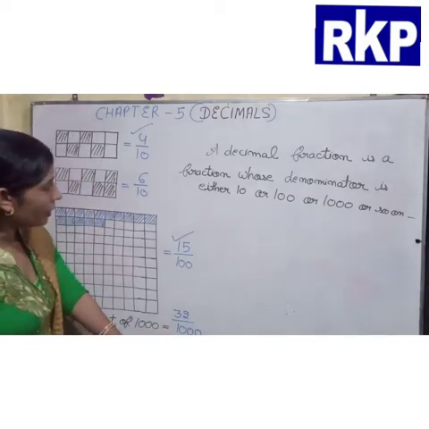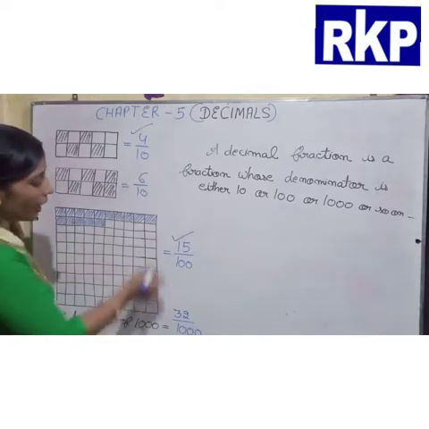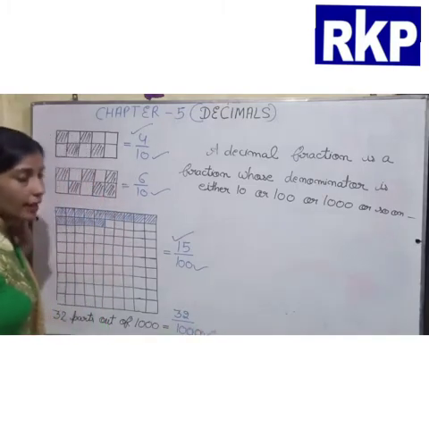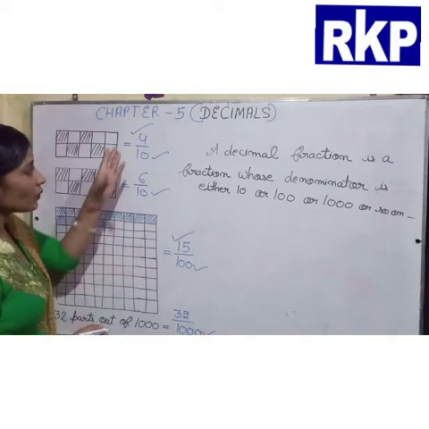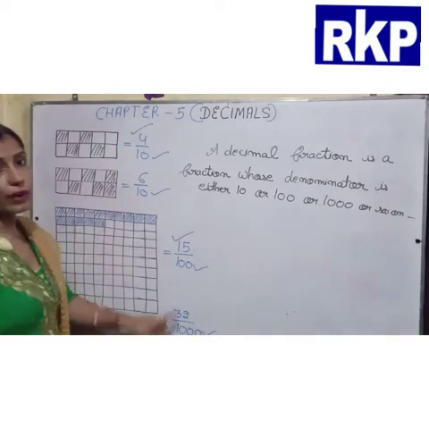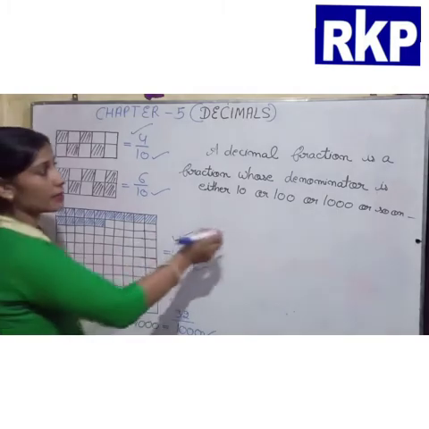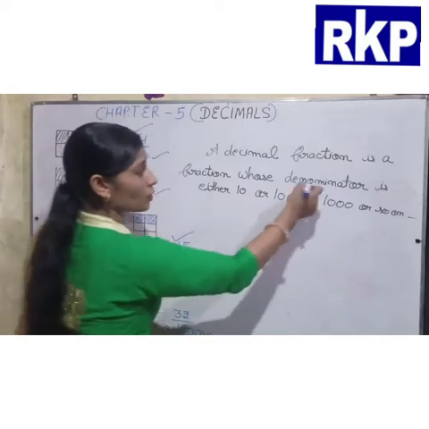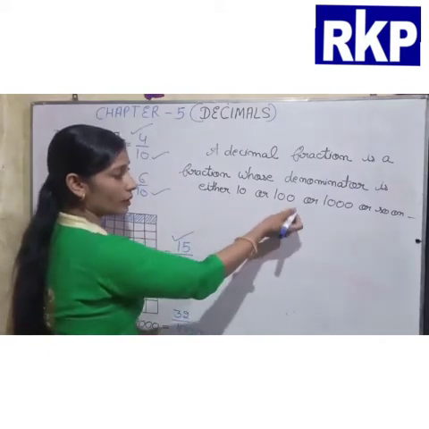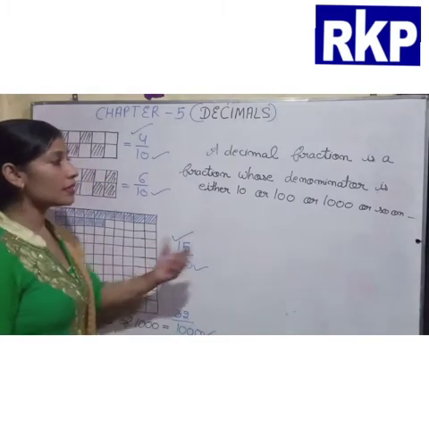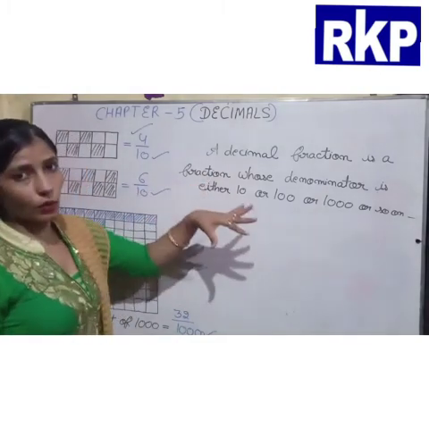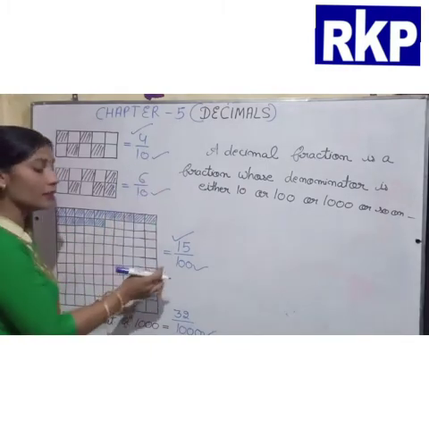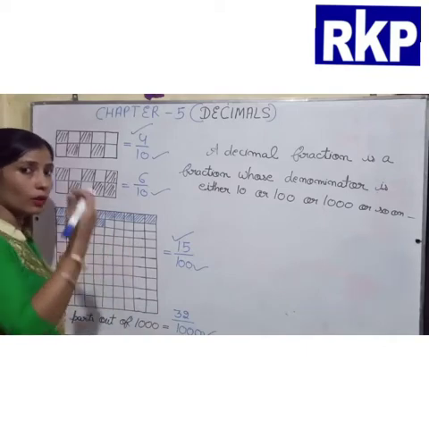In these fractions, beta, these all have 10, 10, 100 and 1000 as denominators. These fractions are called decimal fractions. Thus, we can say a decimal fraction is a fraction whose denominator is either 10 or 100 or 1000 or so on. Means, beta, in a decimal fraction the denominator will be either 10, 100, 1000, 10,000 and so on.